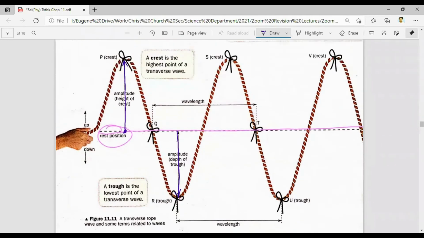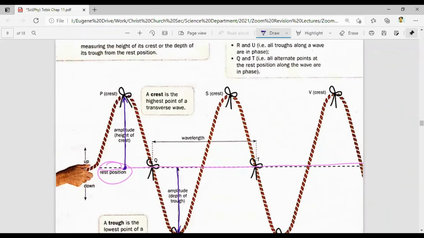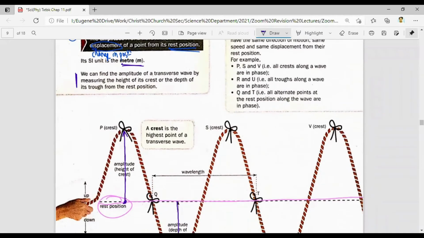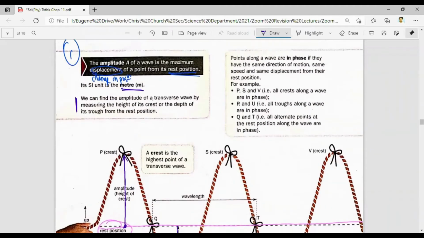Okay, so that's why these two are called the amplitude, because both the height is the same. That's one. Second thing is it also shows you the maximum displacement. Do take note, because it's a distance, amplitude is a distance that's being measured. So the SI unit is meters. Okay, so this one is what I've gone through just now. So this is amplitude.